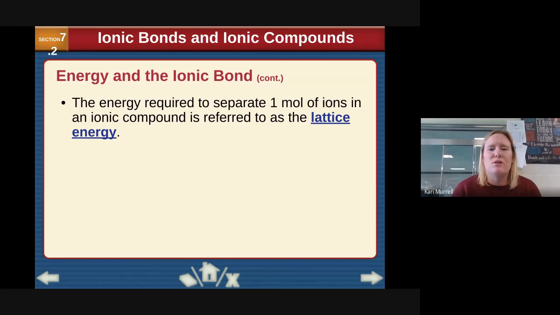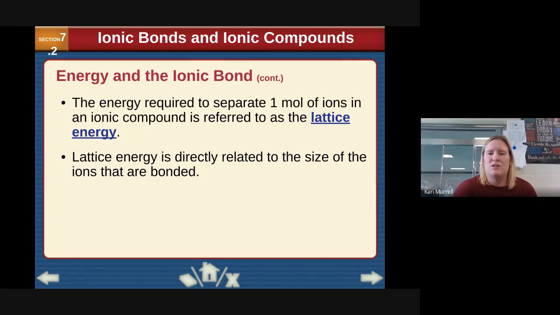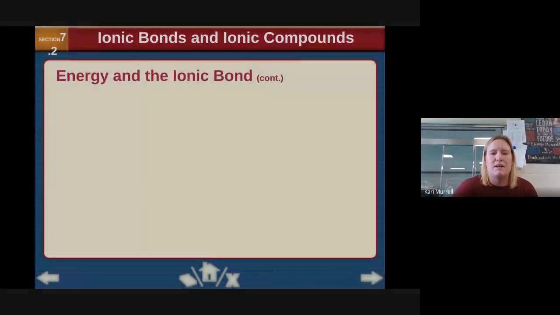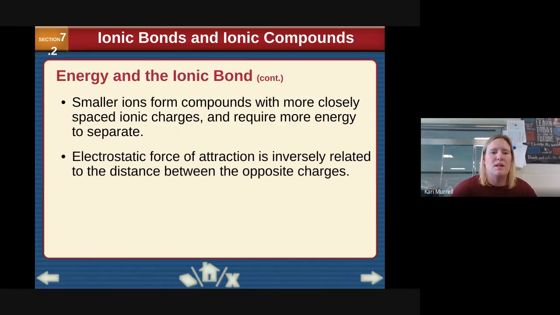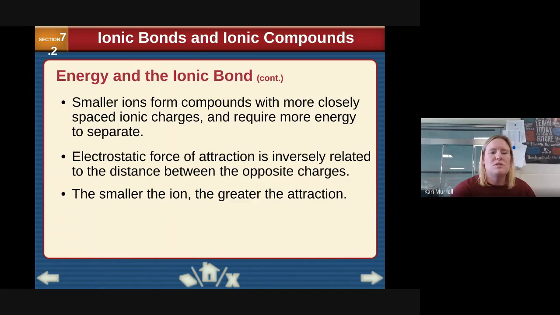The energy required to separate 1 mole of ions in an ionic compound is referred to as lattice energy. Lattice energy is directly related to the size of the ions that are bonded. The smaller the ions of the compound, the more closely spaced the ionic charges, and the more energy it requires to separate them. Electrostatic force of attraction is inversely related to the distance between the opposite charges, so the smaller the ion, the greater the attraction.